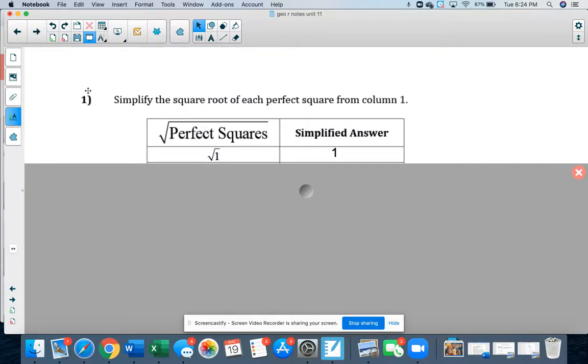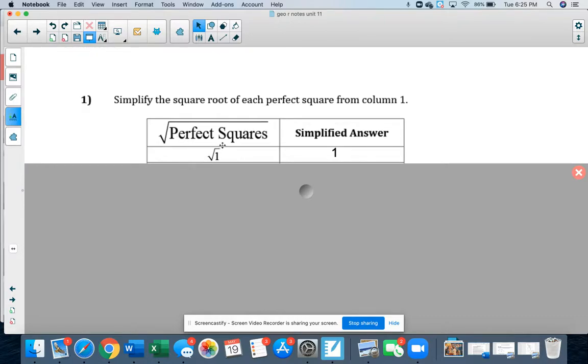So the next page is really just the opposite of what we did on the first page. Here I have these perfect squares, and I'm going to simplify them. These, of course, could be done in your calculator, but I do want you to feel comfortable with these perfect squares, because we're going to be adding, multiplying, dividing, subtracting, and simplifying radicals. And you need to know these perfect squares in order to do that.